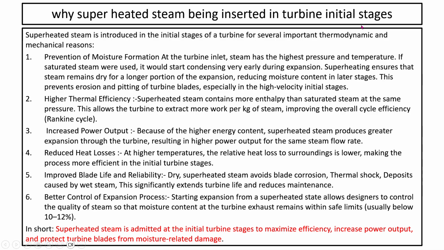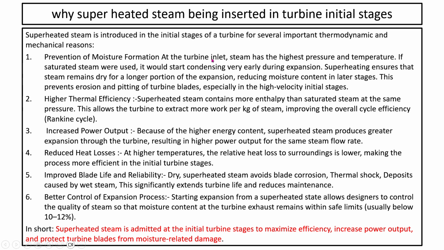Now one question may be asked: why is superheated steam inserted in the turbine at the initial stage? The answer is this. Why is superheated steam admitted in the turbine initial stages? To prevent moisture formation. At the turbine inlet, steam has the greatest pressure and temperature.